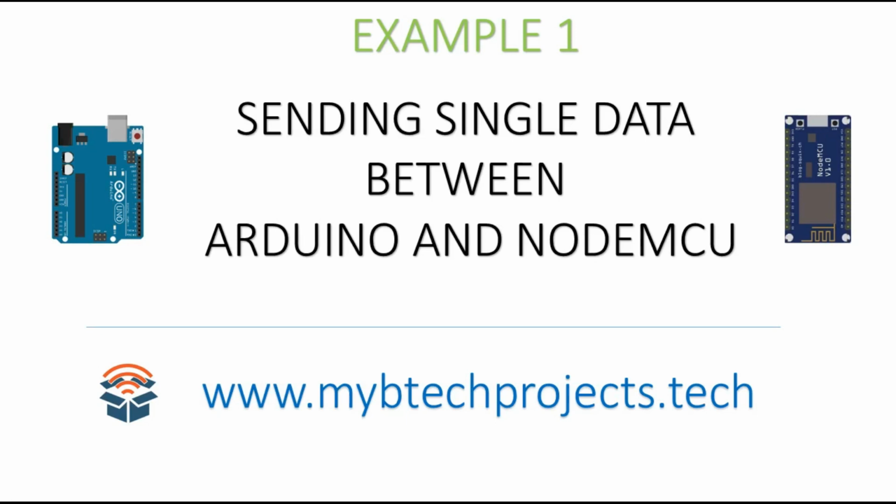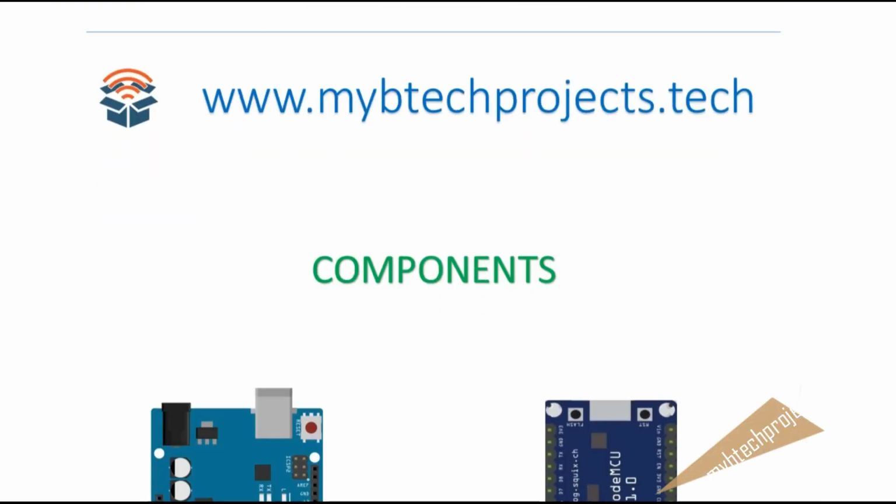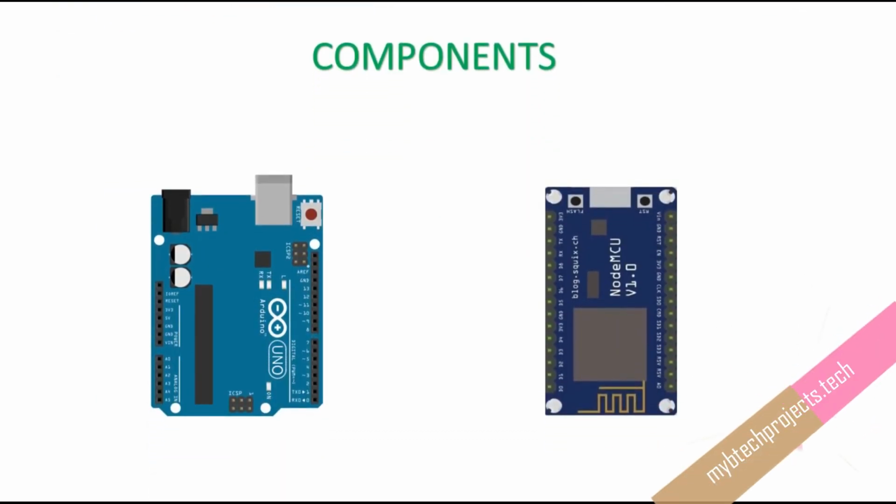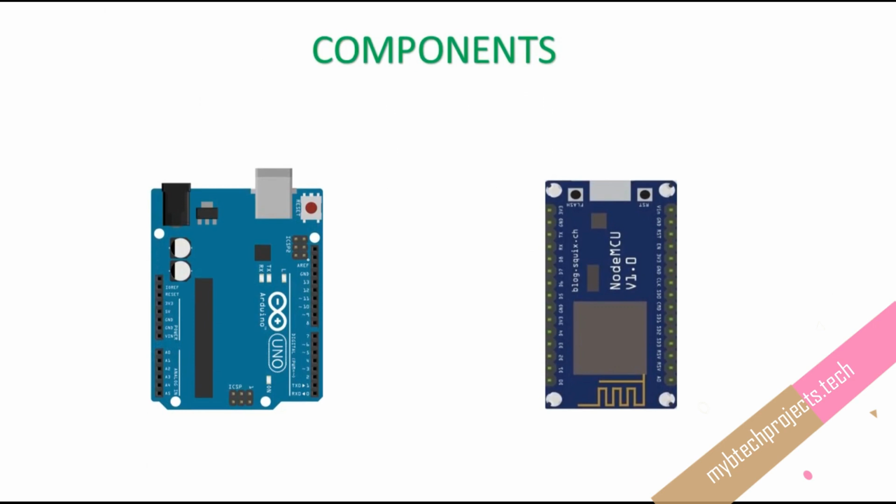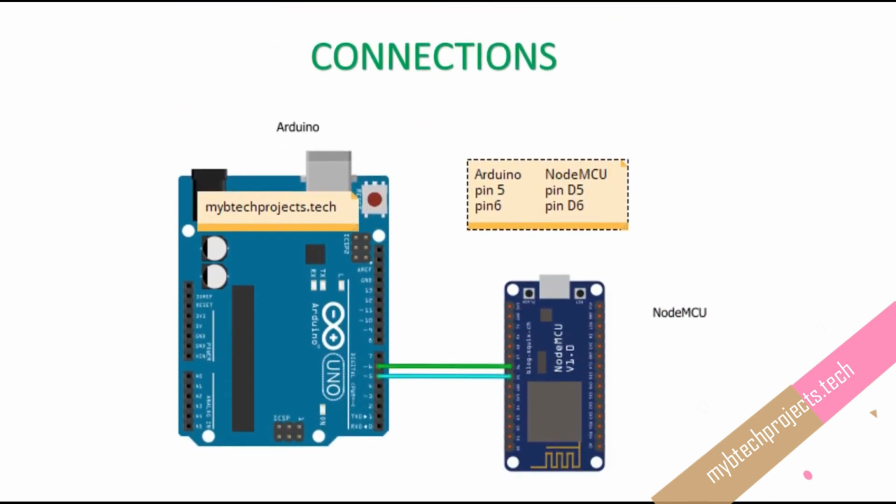In this example 1, we are going to send a single data between Arduino and NodeMCU. The components required are Arduino Uno and the NodeMCU. Coming to the connections, pin 5 of Arduino is connected to pin D5 of NodeMCU and pin 6 of Arduino is connected to pin D6 of NodeMCU.